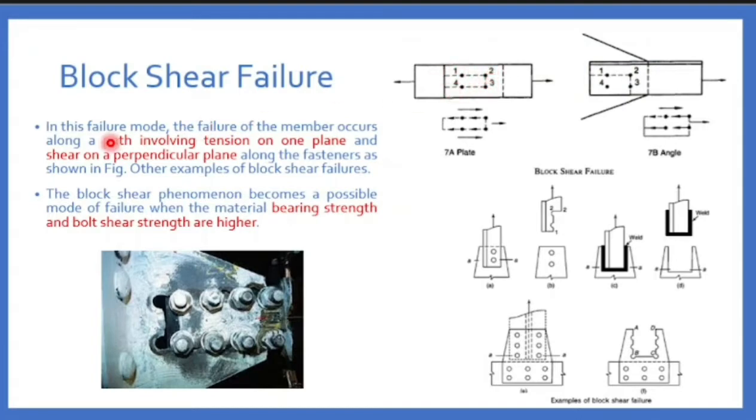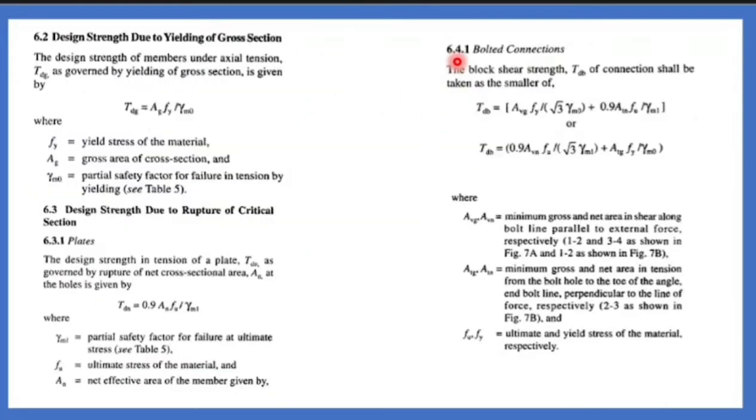So here it says that the path involving the tension on one plane and shear on perpendicular plane along the fasteners as shown in figure. 6.4.1 bolted connection. Page number 33. How to find the design block shear strength TDB. They have given the two formulas. Either of the formula you can use.